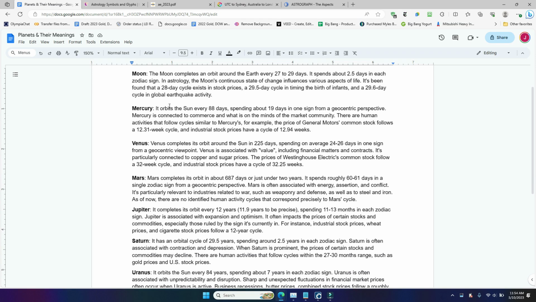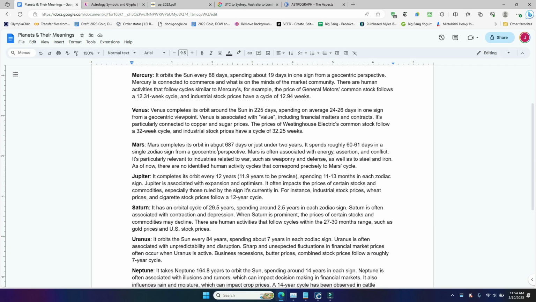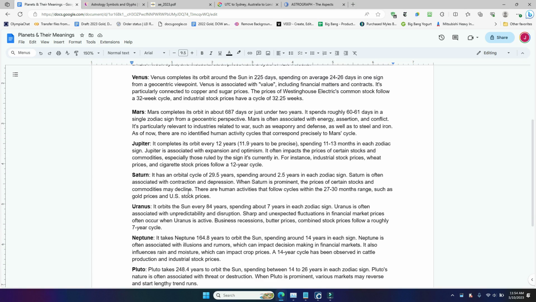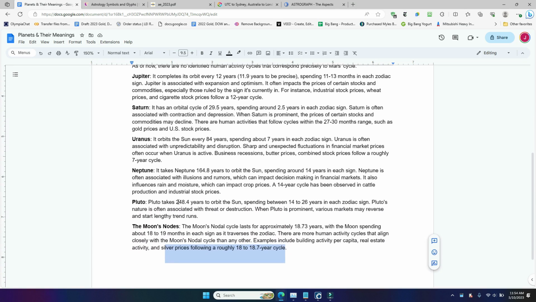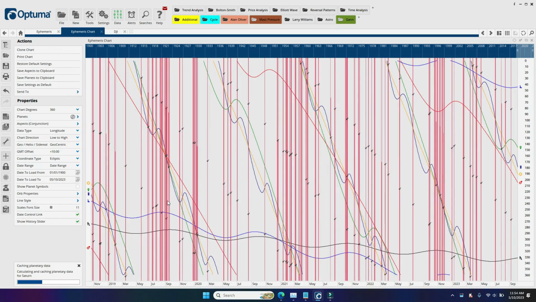You'll see that Mercury takes 88 days, Venus takes 225 days, Mars takes 687 days, and so forth, with Pluto taking 248 years to complete its orbital period.